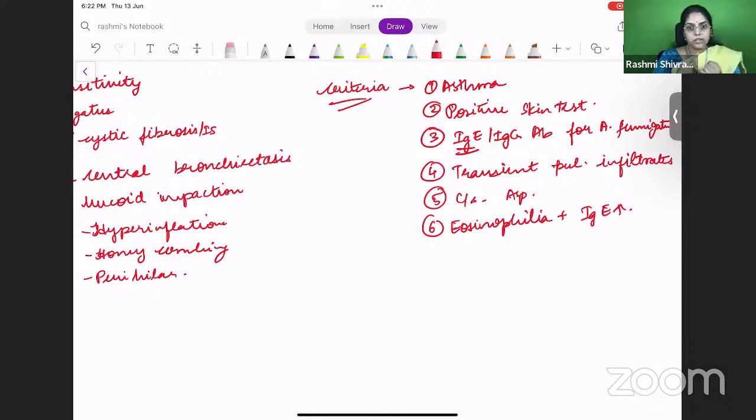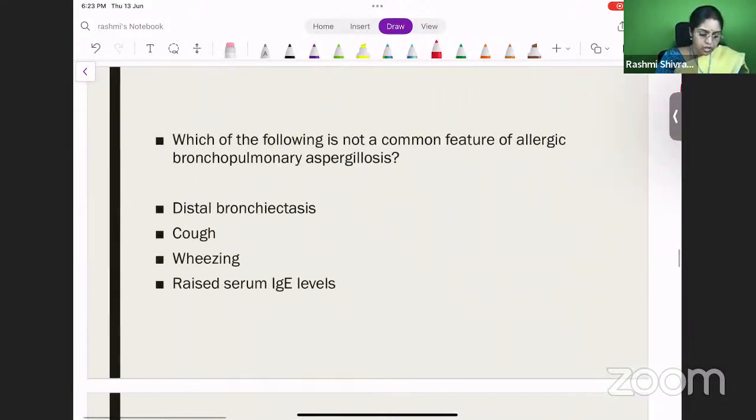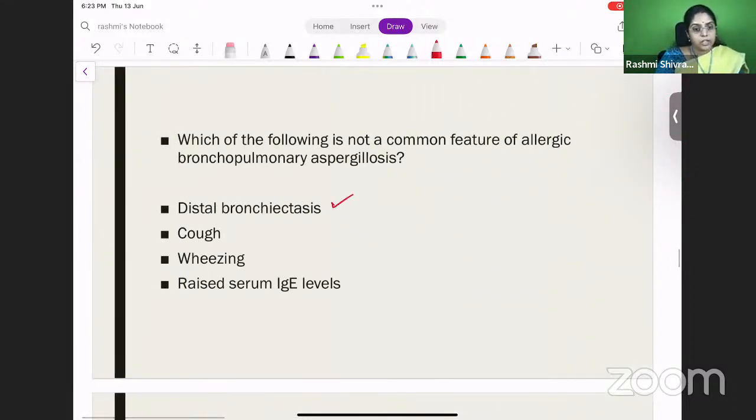So in this question, we had talked about the presence of wheezing, the presence of IgE antibodies, and also a central bronchiectasis. So the answer to this question is that it is not distal bronchiectasis, it will be central bronchiectasis. Otherwise you'll be having cough, wheezing and raised serum IgE levels. This will be the answer.